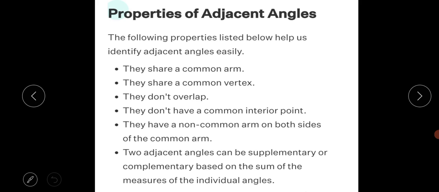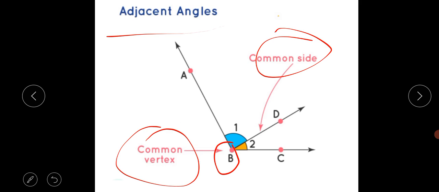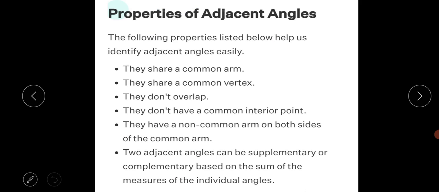These are the properties of adjacent angles. They share a common arm. BD is the common arm for angle 1 and angle 2. Yes, they have the common vertex. B is the common vertex on which both the lines are formed to form adjacent angles. Next, they do not overlap. Yes, they do not overlap. Angle 1 is separate and angle 2 is also separate. They do not have a common interior point. Yes, they do not have a common arm on both sides of the common arm. Two adjacent angles can be supplementary or complementary based on the sum of the measures of the individual angles.